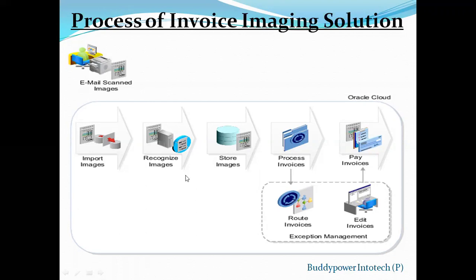Then the incomplete invoices appear in the scanned information tile on the invoices landing page. Now you will see all this in the dashboard once we do a practical implementation of it. You will see all that on your screen, on the Fusion instance. After the rest of the invoice processing tasks are finished, such as the validation and the approval, the invoices are ready for payment.